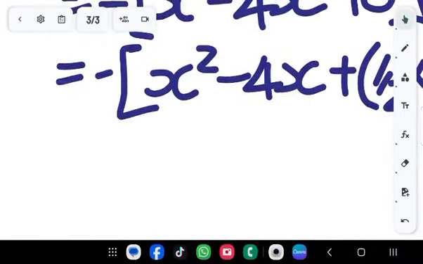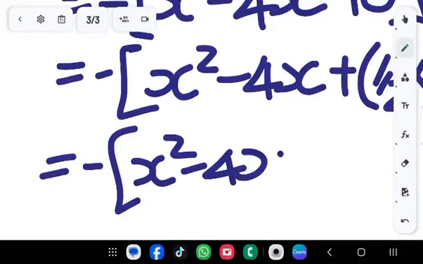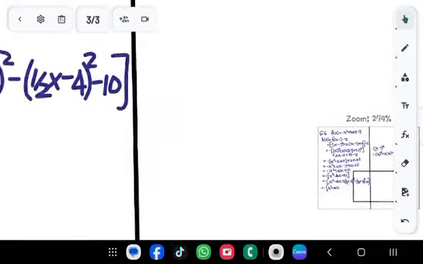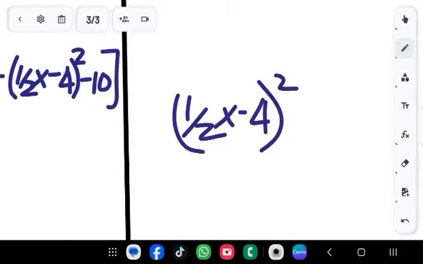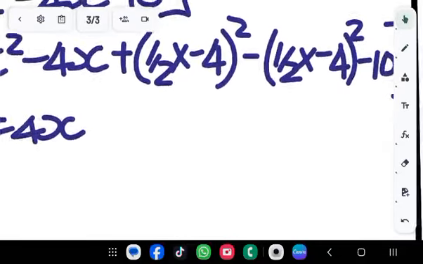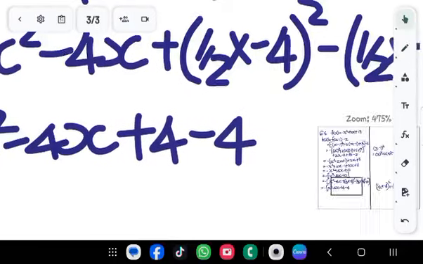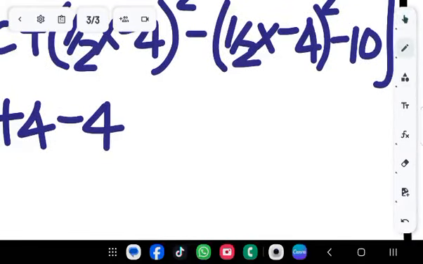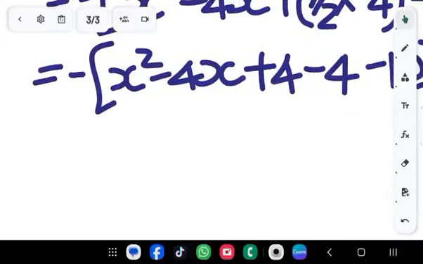That is equal to minus in bracket x squared minus 4x. Now half of negative 4, all squared, is negative 2 all squared, which is equal to 4. So that will be plus 4 minus 4. Remember, when you complete the square, you must add and subtract so that ultimately you change nothing. So that's the goal. We do not want to change the formula. We just want to change how it looks.